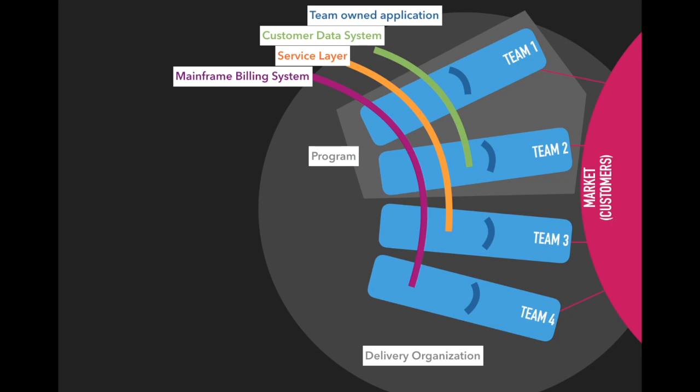So here, you start to map on top any common systems that these teams touch. In the green line, the customer data system, you can see only the program or the first two teams are requiring changes to that system, or they're needing to work with that specific team. And a service layer, the orange line, 3 teams are affected by that, and all 4 teams are integrating somehow with the mainframe billing system. So this is sort of mapping your existing organizational hierarchy, but from a systems perspective.